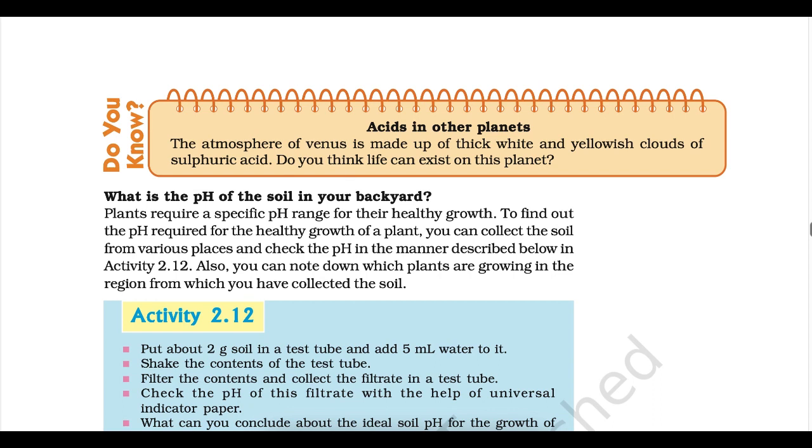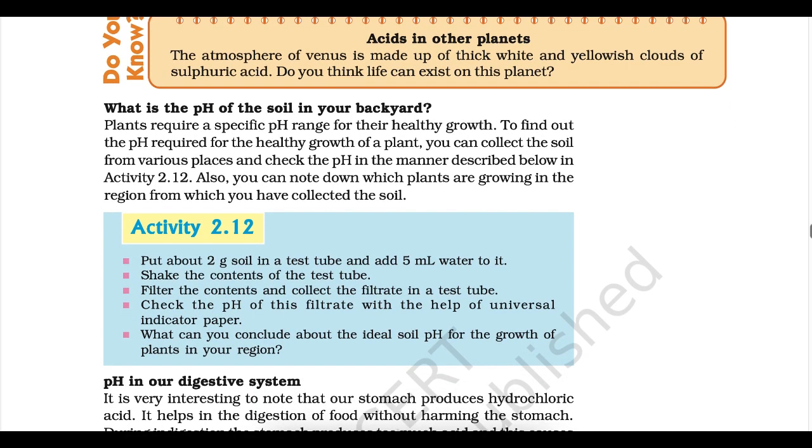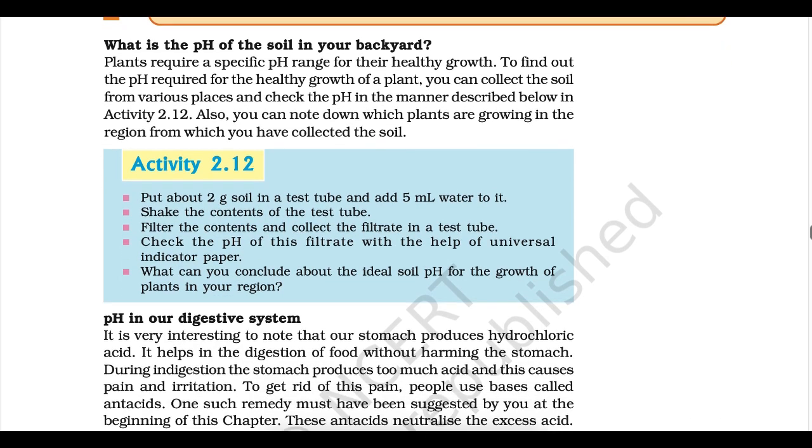What is the pH of the soil in your backyard? Plants require a specific pH range for their healthy growth. To find out the pH required for healthy growth of a plant, you can collect the soil from various places and check the pH in the manner described below in Activity 2.12. Also, you can note down which plants are growing in the region from which you have collected the soil.